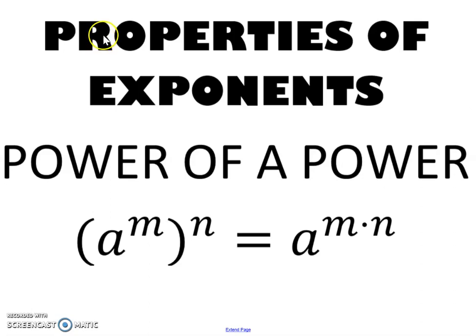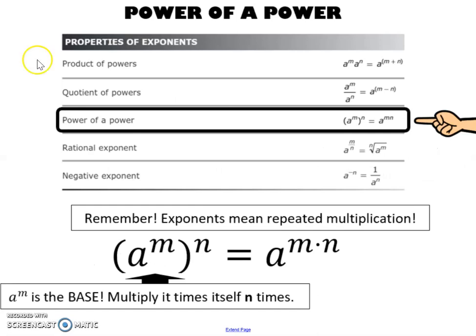Hey guys, we're going to look at power of a power, property of exponents. So power of a power: we have a to the m, all of that raised to the nth power, would equal a to the m times n. All right, so let's look at what does this mean.